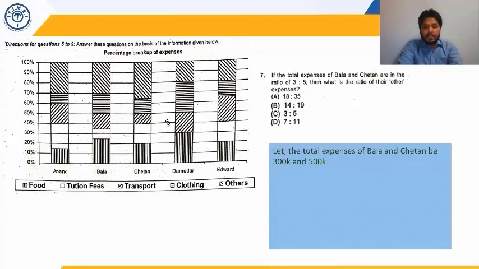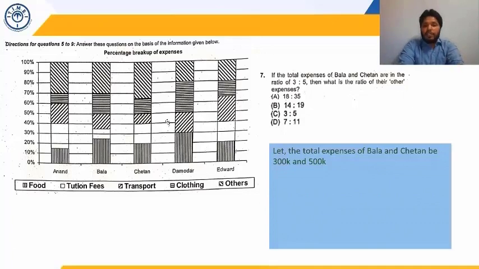So, if total expenses of Bala and Chetan are given as 300k and 500k, we need to find out the ratio of their other expenses. So what is Bala's expenditure on others? Bala spends 30% of his total expenses on others. And what is Bala's total expenses? 300k. So 30% of 300k Bala is going to spend on others.